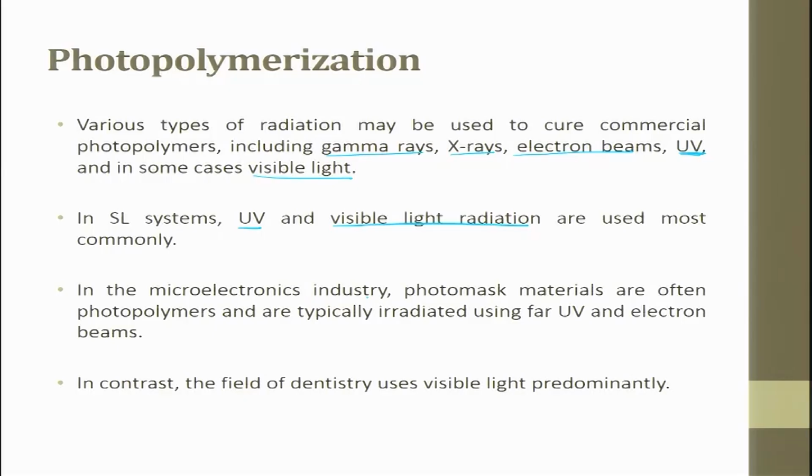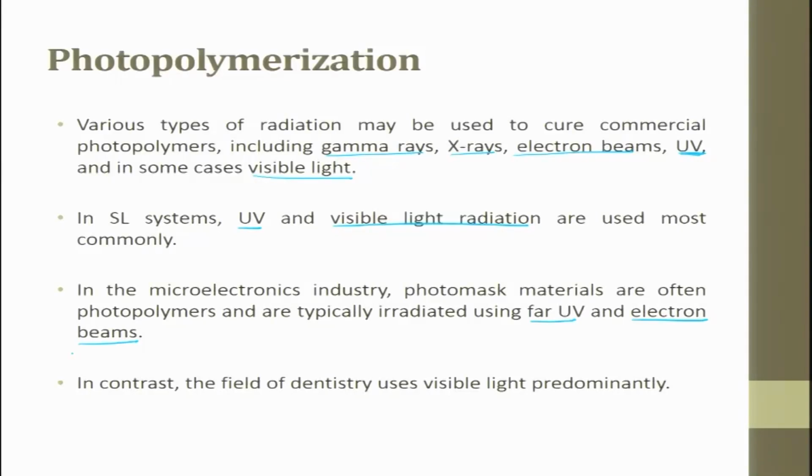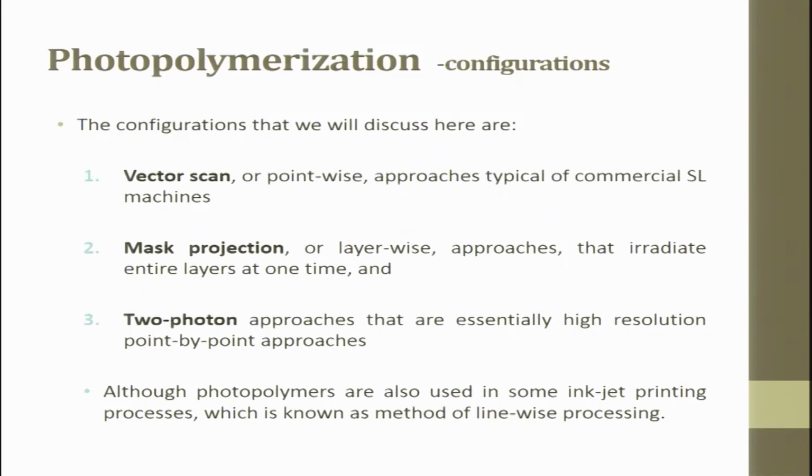In the microelectronic industry, photomask materials are often photopolymers and are irradiated using far UV and electron beam. If you want the resolution of the feature which is getting generated on a polymer surface to be as small as possible, for example in nanometers, then we go for electron beam, which is otherwise called electron beam lithography. In contrast, the field of dentistry predominantly uses visible light. This is used for curing and making the caps.